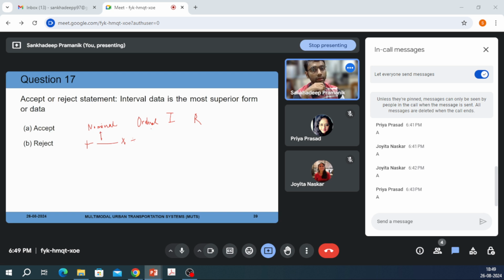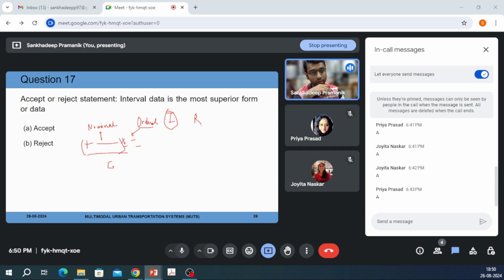Ordinal is some ranking like good, better, best. In ordinal data also, these mathematical operations cannot be performed. Then interval data is like temperature: you can add or subtract, but you cannot multiply or divide two data. So only these two operations can be done, addition or subtraction.